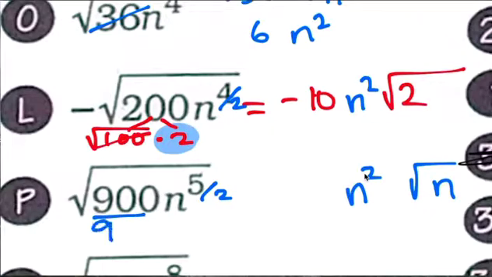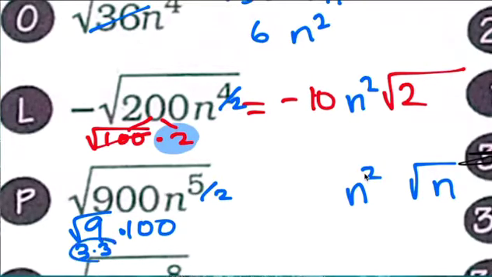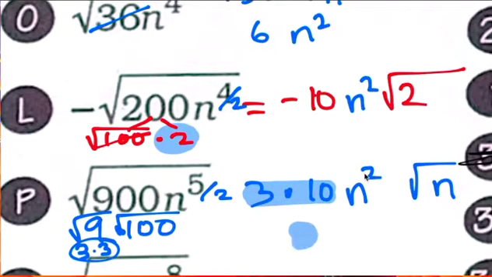900 is 9 times 100. Okay, the square root of 9 is 3 times 3, right? So 3 is one of our answers. Square root of 100 is the other, 10, as our answer. Multiply these together, you get 30. N squared, square root of n.